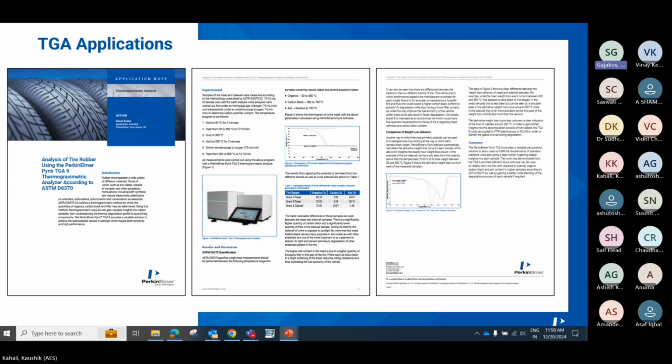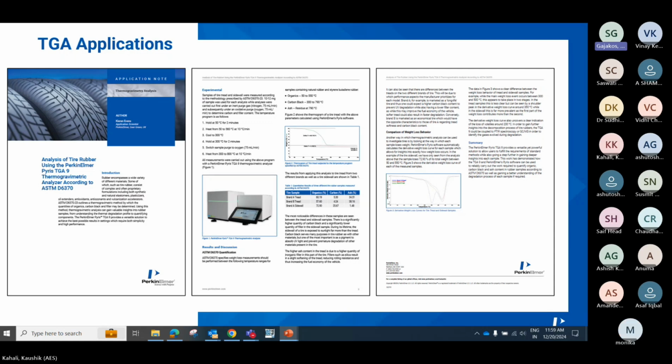When all these three samples have been analyzed, you can see from the results that it is giving the polymer content, or we can call it organics, from 50 to 550 degrees centigrade. Then we cool it again down to 300 degrees, and we switch to oxygen gas, and from 300 to 790 we again heated the sample in an oxygen environment, and here it can give us the percentage of carbon black present in the sample.